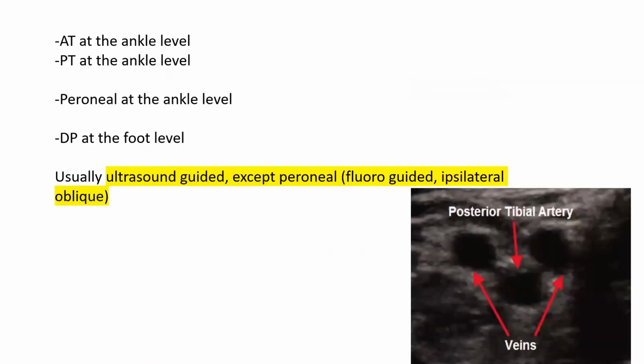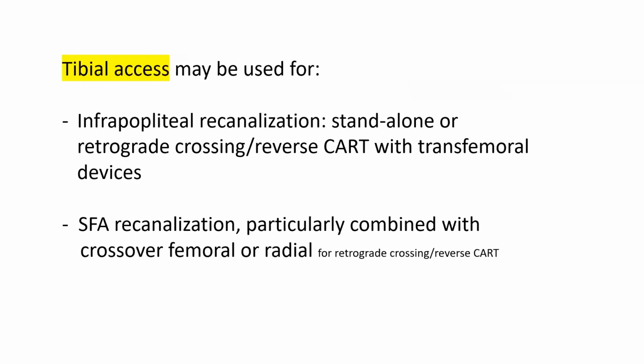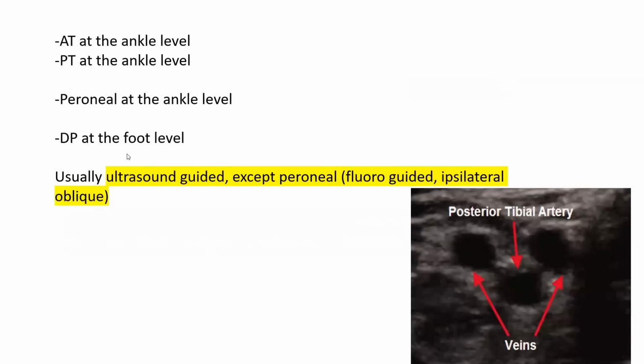I will describe, just briefly, how to access those tibials. So when I say a tibial access, what am I talking about? I'm talking about accessing the anterior tibial, the most commonly and easiest to access, or posterior tibial, or peroneal at the ankle, all those at the ankle level, or dorsalis pedis at the foot level. All those axes are done via ultrasound, except the peroneal, for me at least.